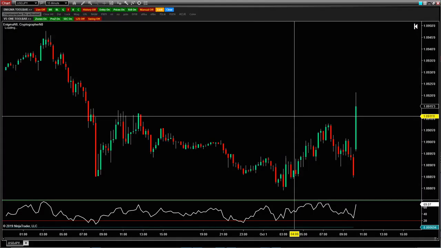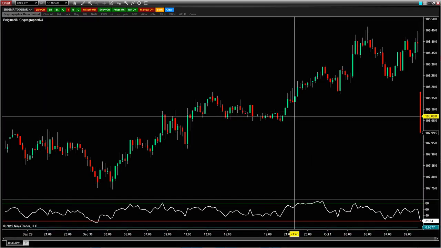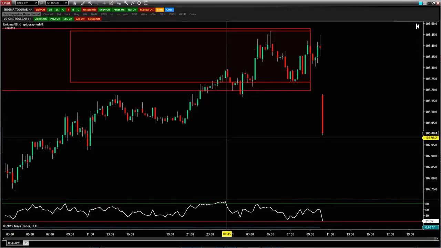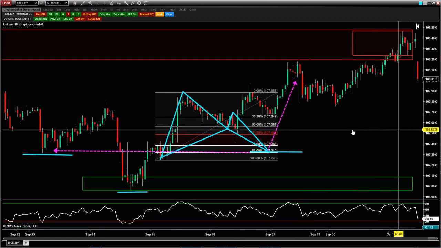Any other pairs you guys want to take a look at, or any other questions that you guys have? Look at that, big gaps, big push down on dollar yen. I'm going to have to reload all my data. We're getting all these gaps.